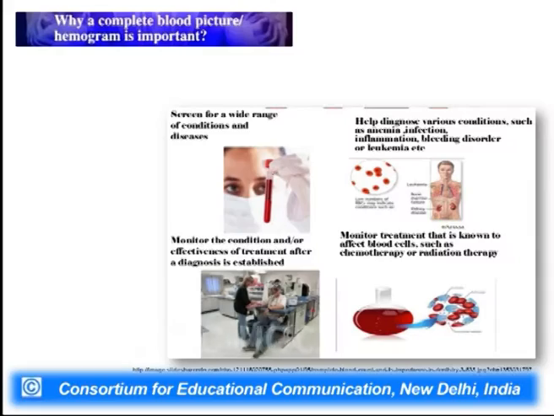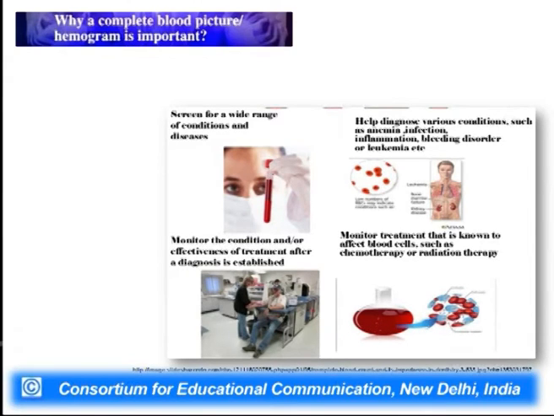Now, what is the importance of the hemogram or the complete blood picture? The hemogram provides a very wide idea about the disease conditions or infections the person is suffering from. It helps to diagnose various diseases such as anemia, infections, inflammations, bleeding disorders or leukemia, etc. It also helps doctors monitor the condition or the effectiveness of the treatment or drugs recommended to the patient after diagnosis.